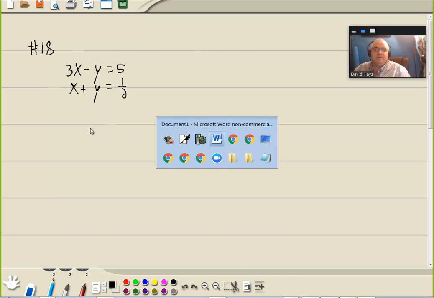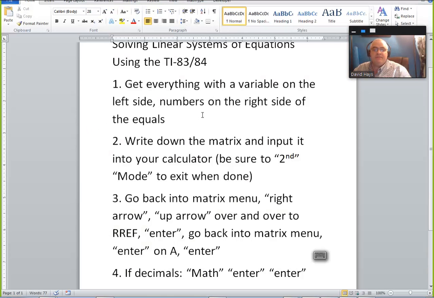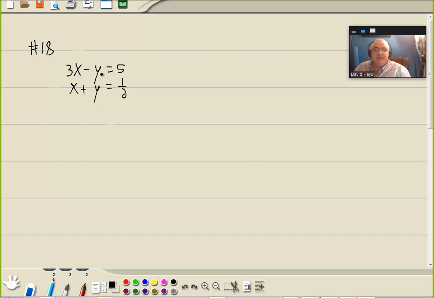Okay. Step 1. Get everything with a variable on the left side, numbers on the right side. Everything with variables over here, numbers over here. That's done. Step 2 is write down a matrix. Now how we do that, your matrix is a rectangular array of numbers, so we drop our x's, y's, and equals, keep the numbers and their signs. So we got 3, -1, 5, 1, 1, 1/2.